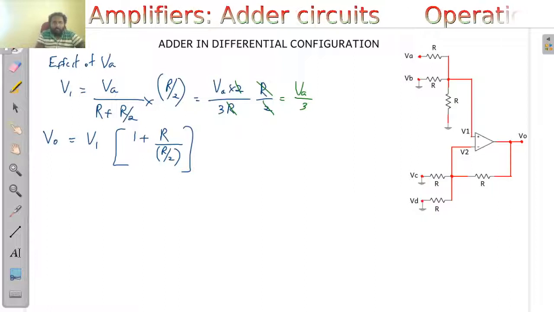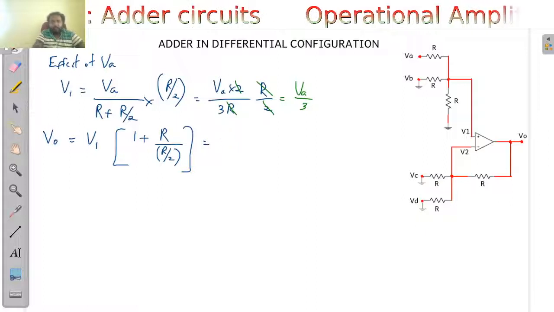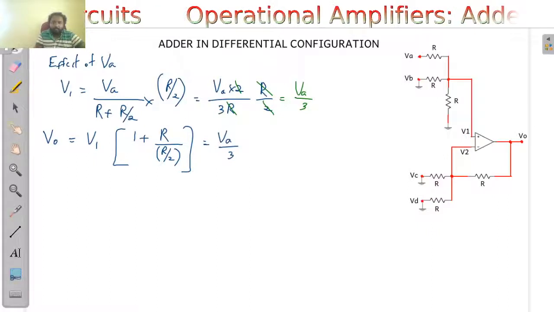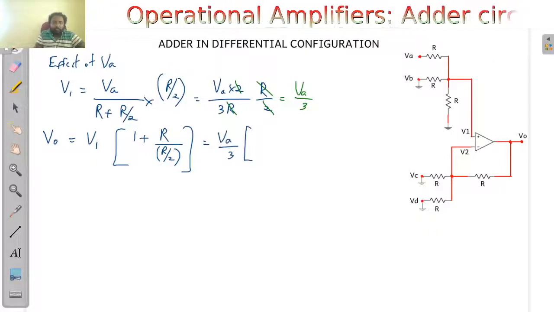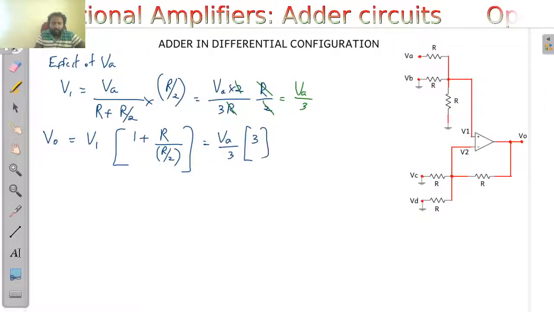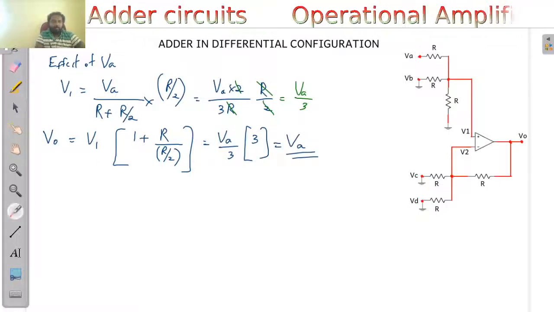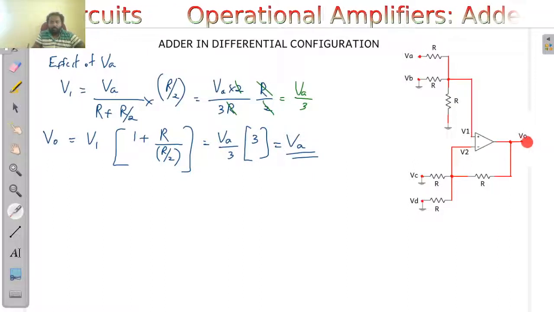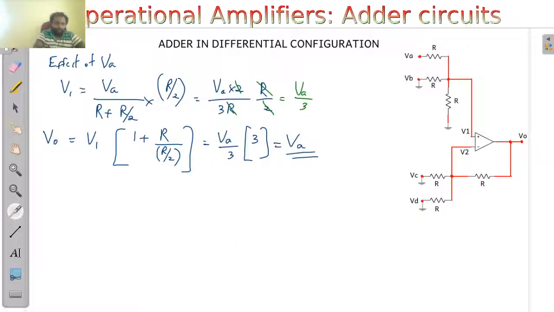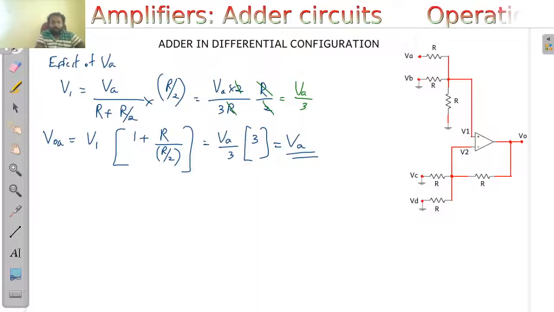So I can simplify this, and I can substitute for V1 as VA by 3 from the previous simplification, times, since R and R will get cancelled, 3. Okay, so this is just VA. The contribution of the VA source to the output voltage is just VA. So you get your output equal to VA. I can write this as VOA, the contribution from A.